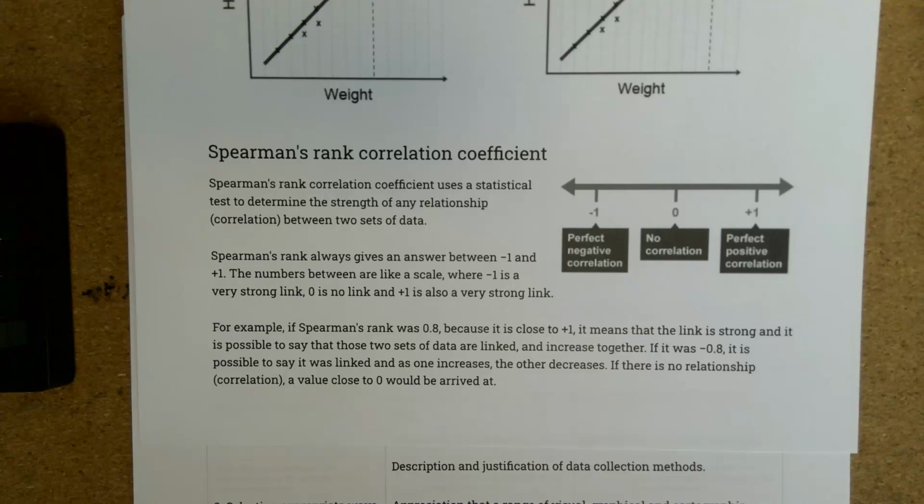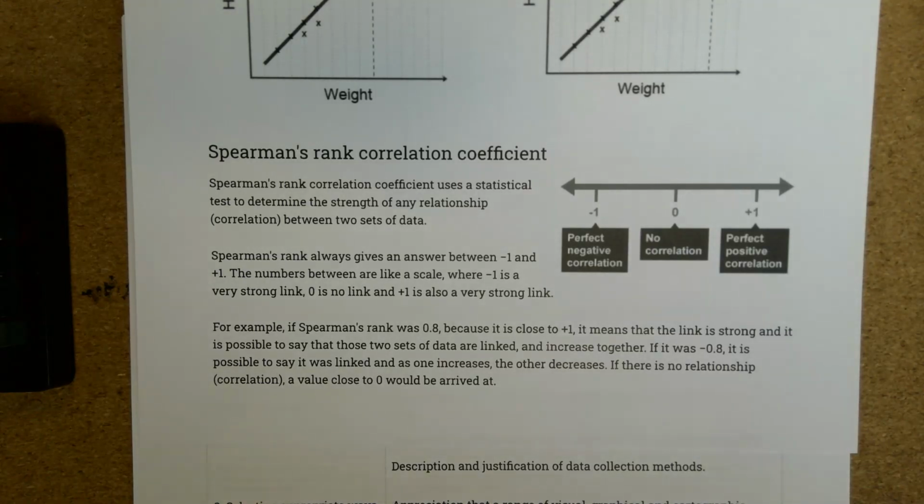So having plotted our scatter graph, we can put a number on the value to tell us how well related together those two values are. Spearman's rank gives an answer between -1, a negative correlation, where an increase in one value causes the other to decrease, and +1, a perfect positive correlation with a strong link where one positive change causes a positive change in the other value. A value of 0 means there is no correlation between those two data sets.